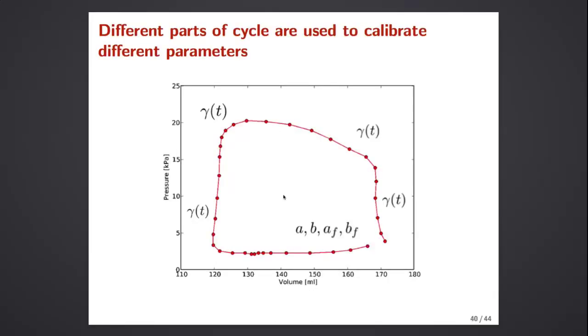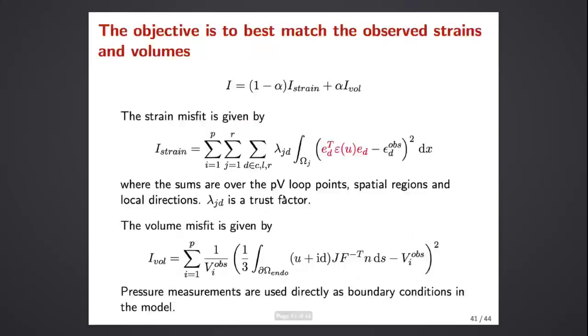We've split this problem in two, using different parts of the cycle to estimate the different parameters. We're going to take some points from this lower part here, where the volume is just passively increasing, to estimate the passive material parameters, and then use the other data to estimate the contraction parameter gamma. Our objective is to match the observed strains and the volumes.